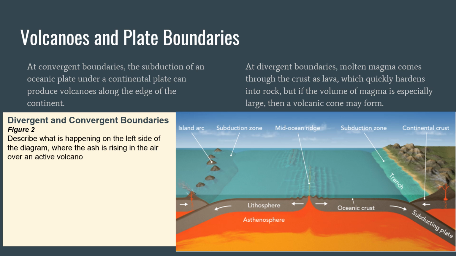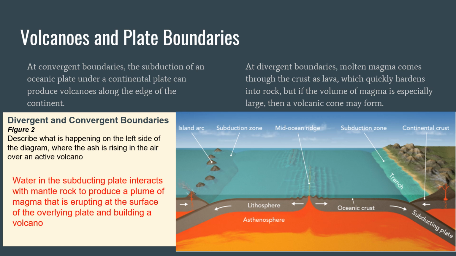So in Figure 2, divergent and convergent boundaries, we are supposed to describe what is happening on the left side of the diagram, where the ash is rising in the air over an active volcano. And in that, water in the subduction plate interacts with mantle rock to produce a plume of magma that is erupting at the surface of the overlying plates and building a volcano.